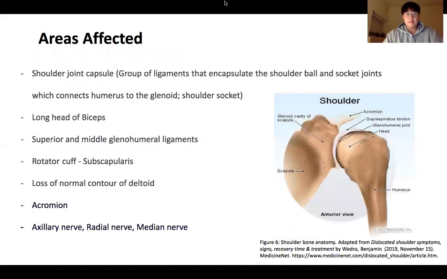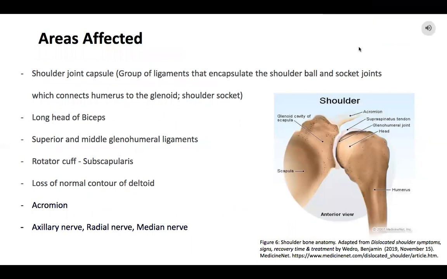Some areas affected are the shoulder joint capsule, which is a group of ligaments that encapsulate the shoulder ball and socket joint, which connects the humerus to the glenoid, or the shoulder socket. It also affects the long head of the biceps, the superior and middle glenohumeral ligament, and the rotator cuff, more specifically the subscapularis. The acromion, axillary nerve, radial nerve, and median nerve are also affected, and the deltoid loses its normal contour.